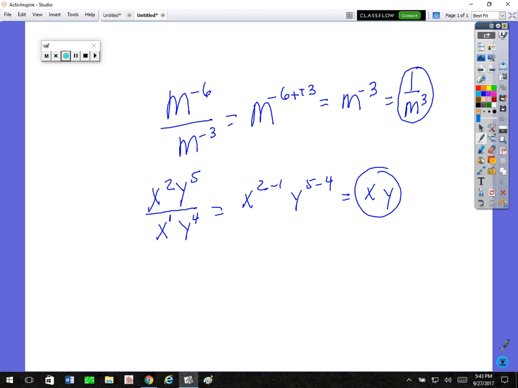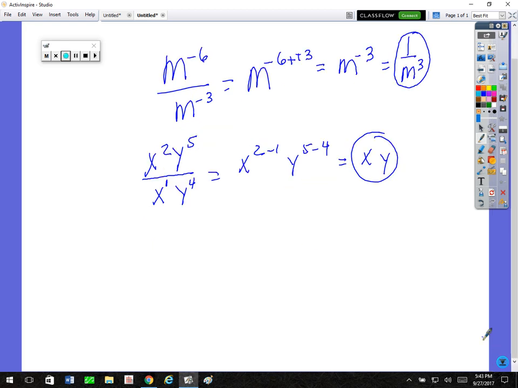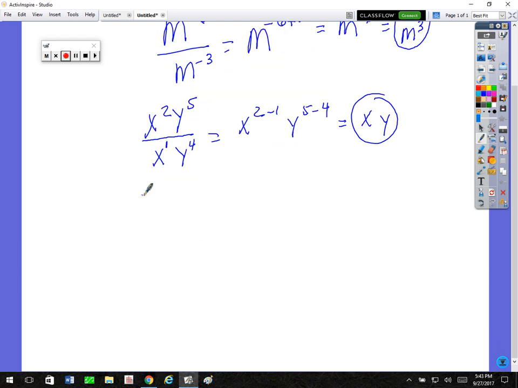Let's try something else. I know we're working these kind of fast, but you have the ability to stop it and pause it. Okay, what if I add a coefficient to these things? What if I add something like this? What if I add 4 x to the fifth y divided by 16 x y to the fourth? Okay, first off, remember we talked about today in class, circle those coefficients. Now this says 4 over 16, so I need to reduce this. That's going to reduce to 1 over 4.